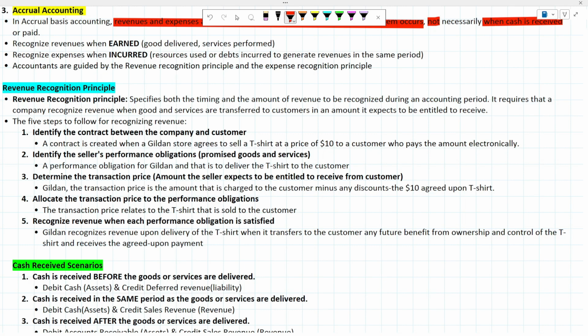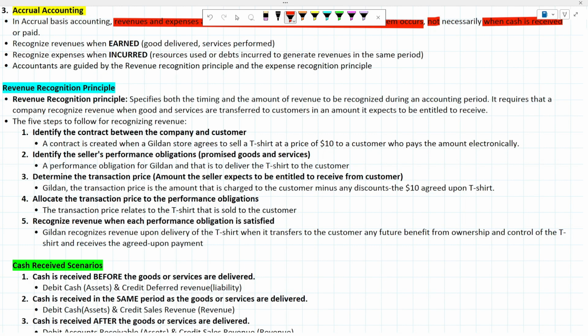The 5 steps to follow for recognizing revenue. So 1, identify the contract between the company and customer. A contract is created when Gildan Stores agrees to sell a t-shirt at a price of $10 to a customer who pays the amount electronically. 2, identify the seller's performance obligations, so promised goods and services. A performance obligation for Gildan is to deliver the t-shirt to the customer.